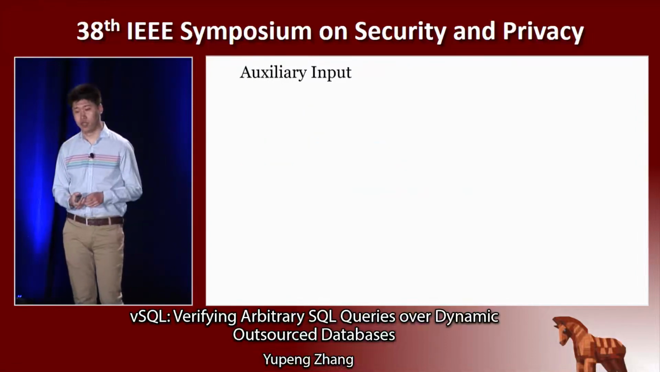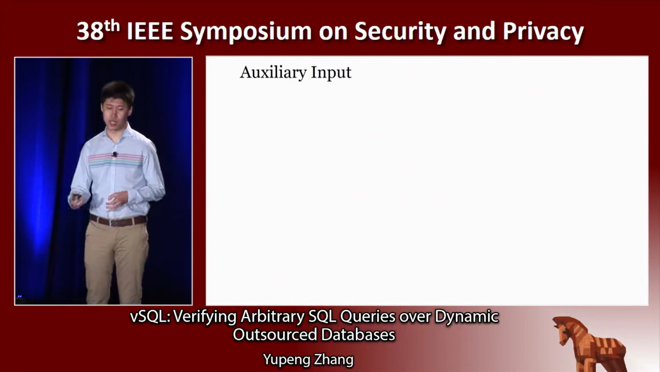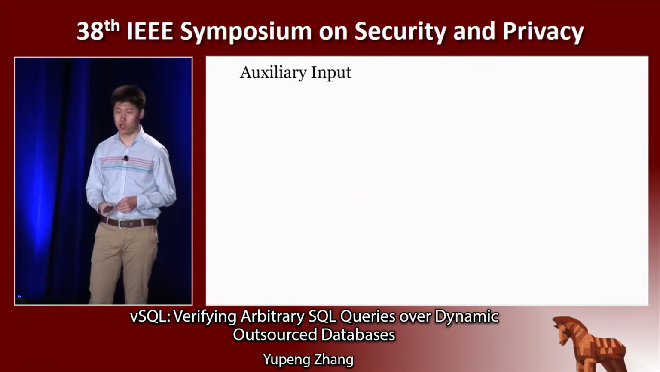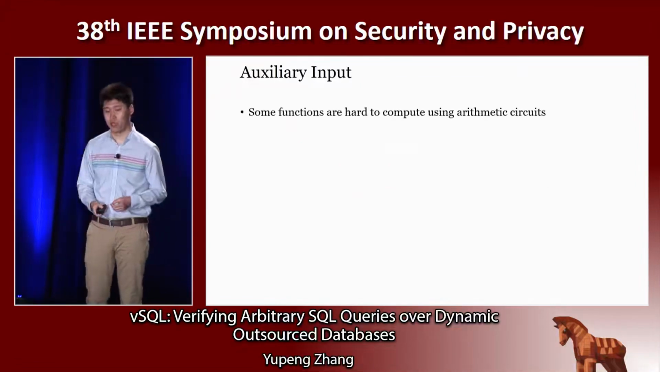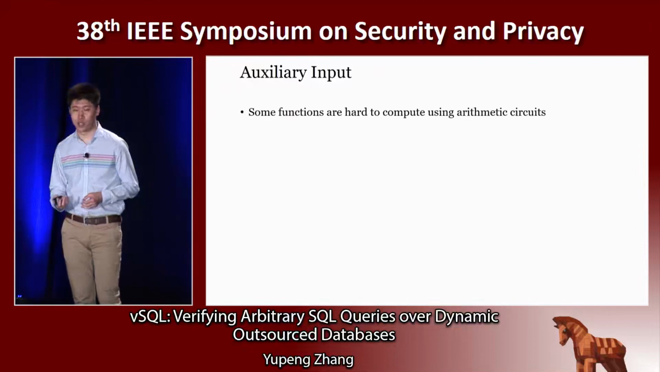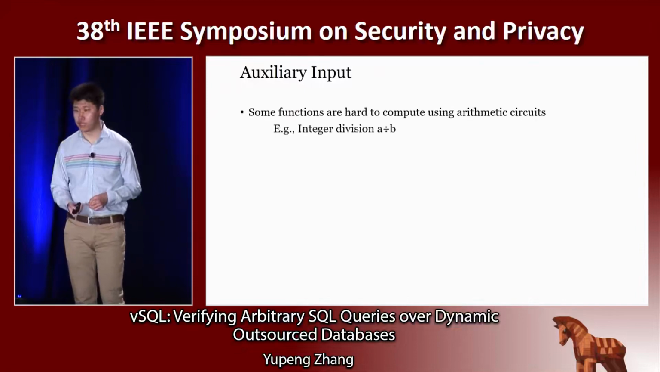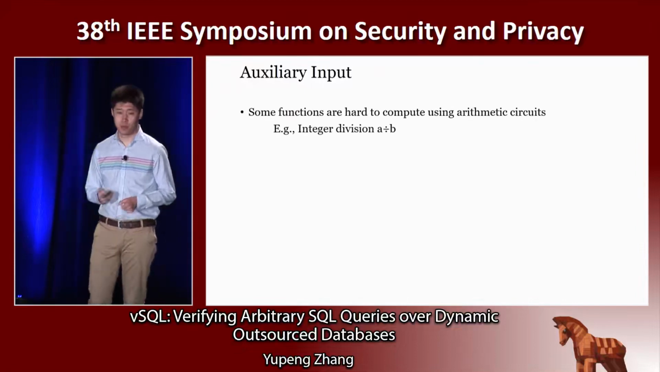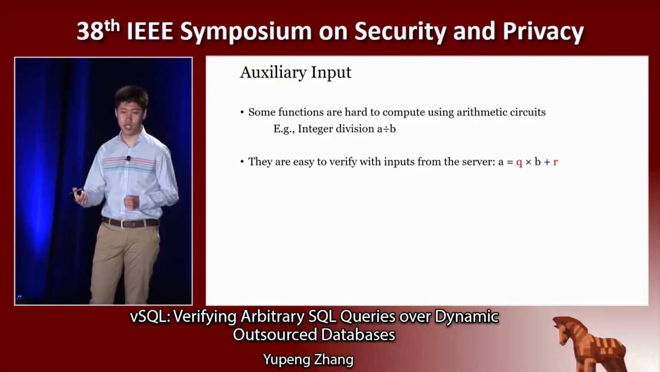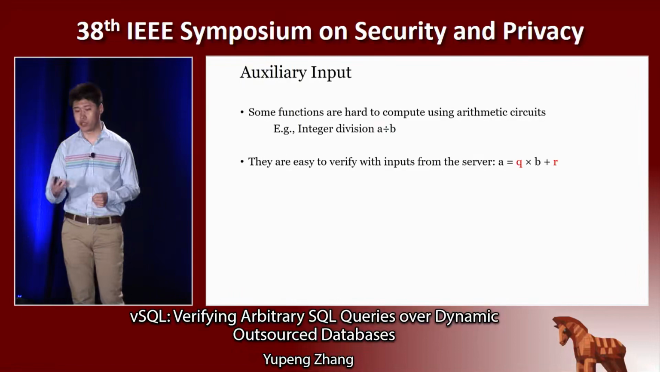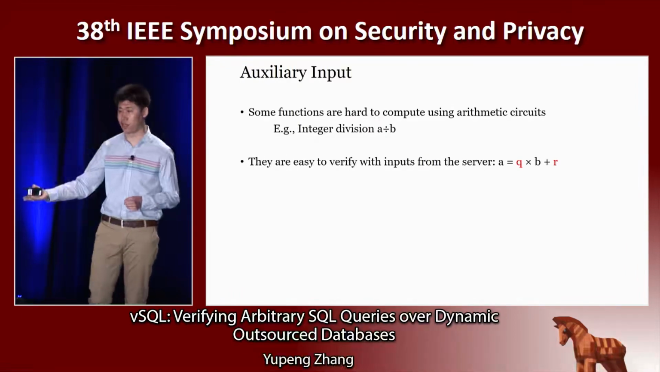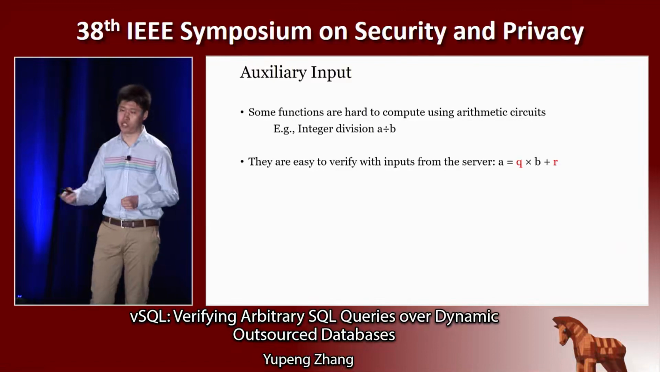So in this way, we solve the problem of storing the database locally. In addition, we also propose a way to support something called auxiliary input. To motivate it a little bit, some functions are hard to compute using arithmetic circuits, for example, division. But they are very easy to verify if you have some hints from the server. If the server tells you the quotient q and the remainder r, you can check that a is equal to q times b plus r, using one multiplication and one addition.